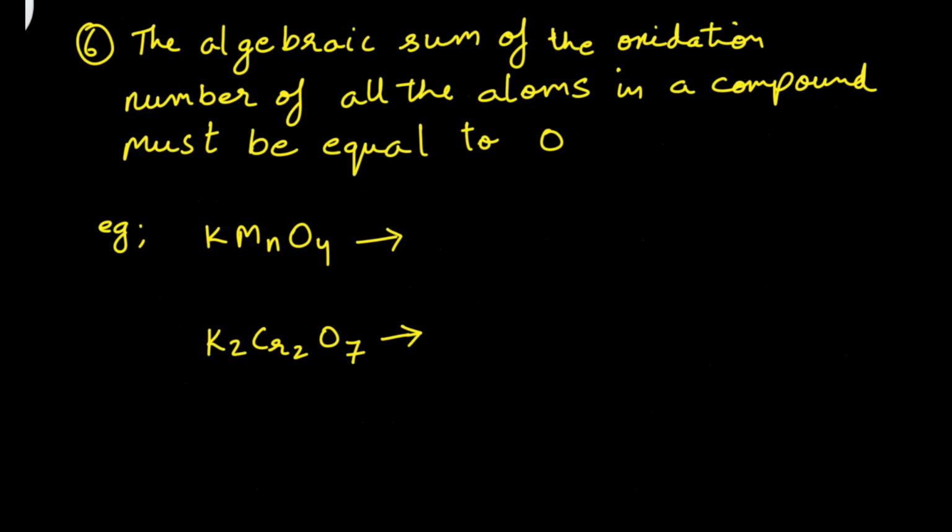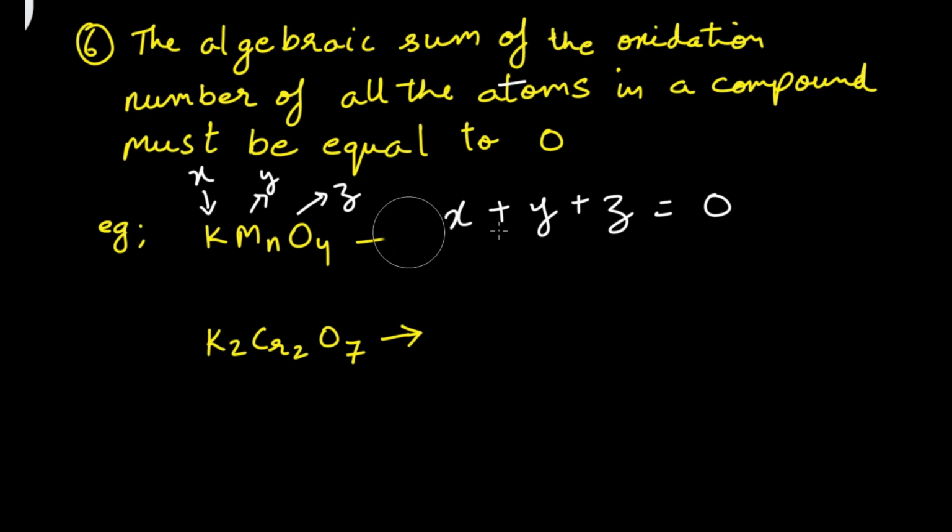This is the last rule. The algebraic sum of oxidation numbers of all the atoms in a compound must be equal to 0. What does it mean? Let's suppose the oxidation number of potassium is X, manganese is Y, and oxygen is Z. So when you add X plus Y plus Z, you will get 0 as an answer, right? We will solve this particular example.